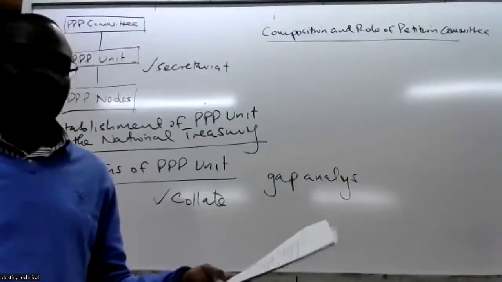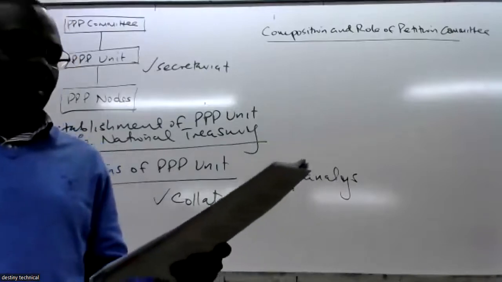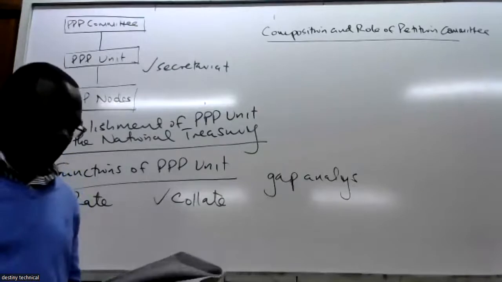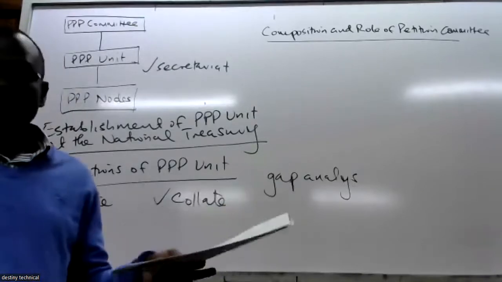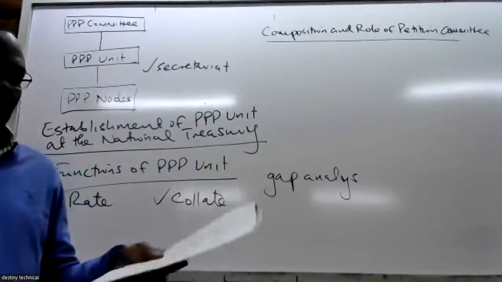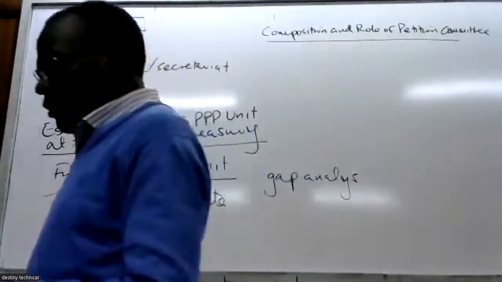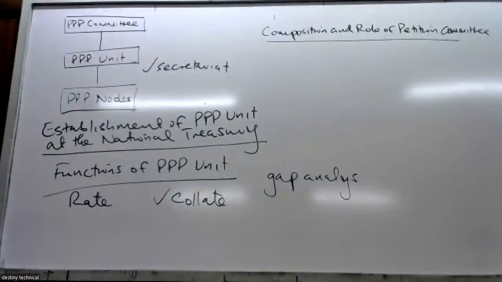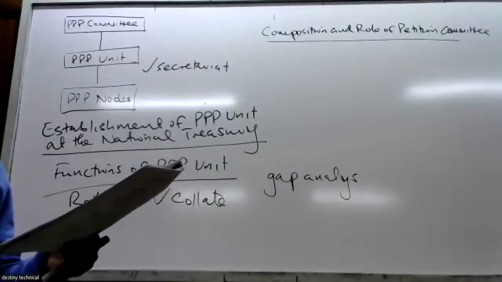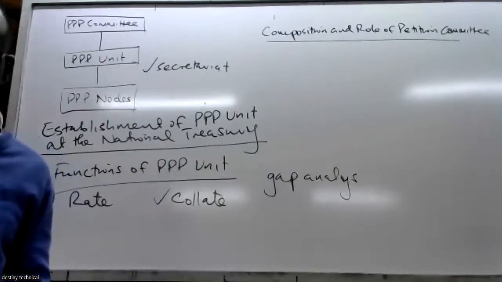So point 1 under function is to serve as a resource center on matters relating to PPPs. Then point 4 is to rate, compile, and maintain an inventory of PPP projects that are highly rated and which are likely to attract private sector investment.